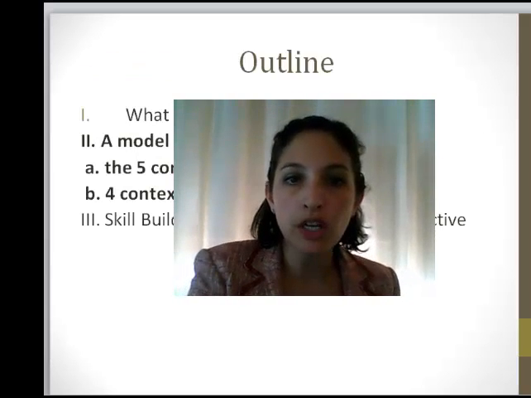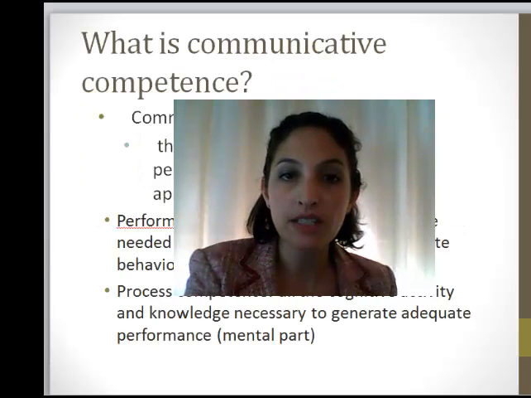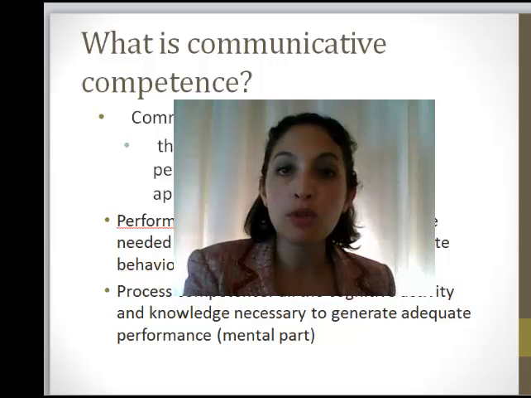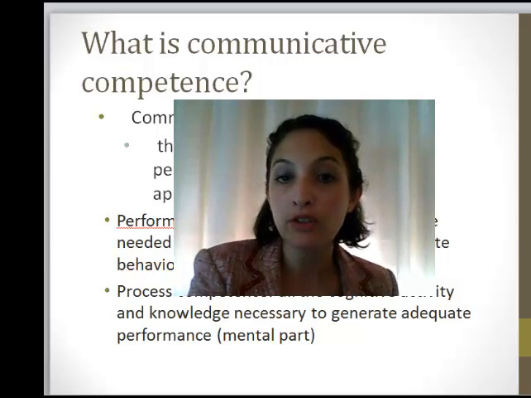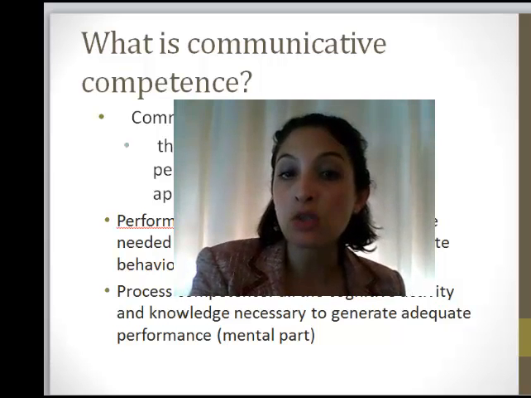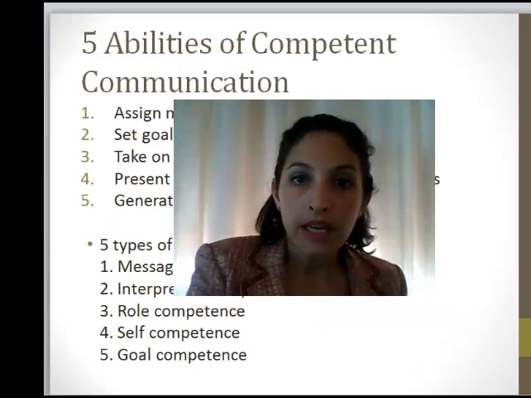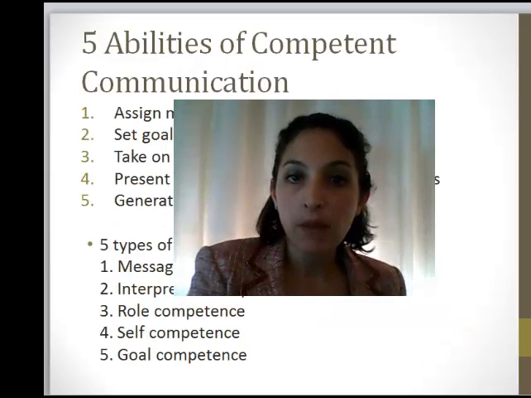Moving on, we're going to talk about a model of communication competence, and there are 5 competencies. The first is communication competence, the ability to communicate in an effective and appropriate manner. So please look into what it means to do things correctly, as well as what it means to do things properly, and the different abilities of a competent communicator.